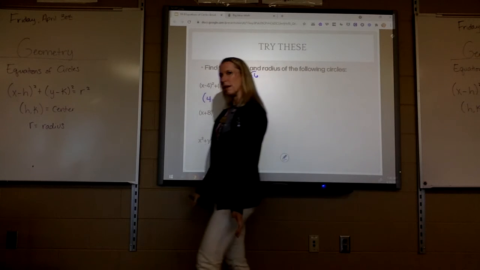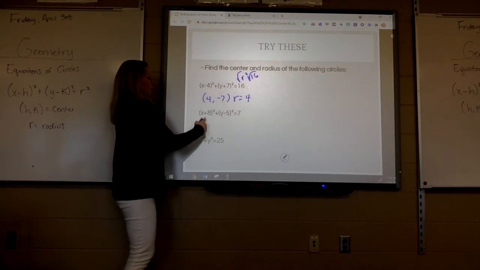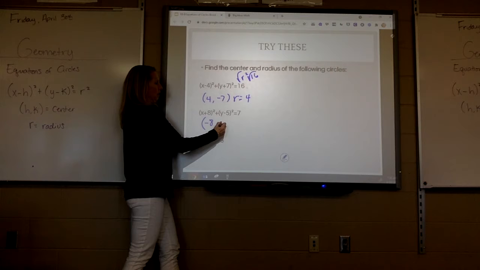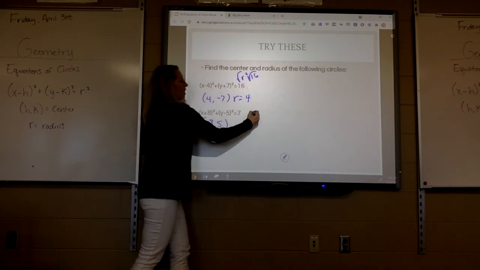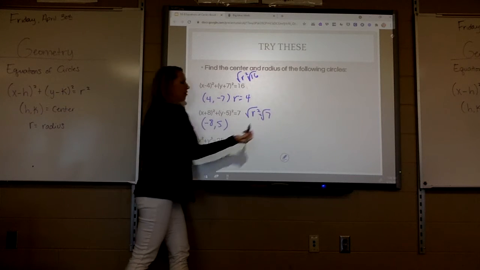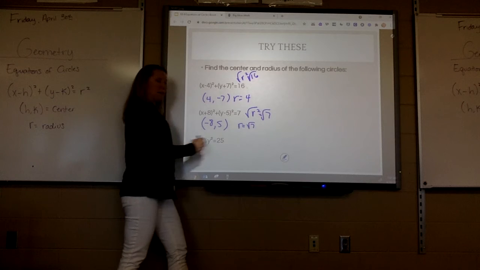Is this easier than some of the other circle stuff we've done? Yeah. Okay, what would my center be here? -8, comma, 5. The r squared is 7. You can't really take the square root of 7, so the radius would just be radical 7.